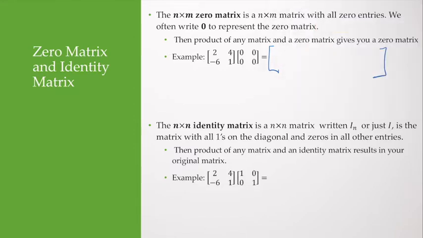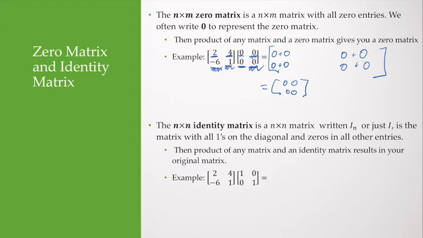So I'm taking row times column. I'm going to take 2 times 0, that gives me 0. I take 4 times 0, that gives me 0. Next I take negative 6 times 0, which gives me 0. Negative 1 times 0, which gives me 0. I then take 2 times 0, which gives me 0. And 4 times 0, which gives me 0. Last, I take negative 6 times 0, which gives me 0, and 1 times 0, which gives me 0. So I get a 0 matrix.